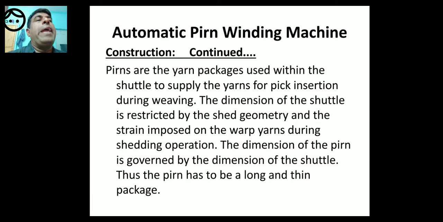Puns are the yarn packages used within the shuttle to supply the yarns for quick insertion during weaving. This you know. The dimension of the shuttle, that means the length, breadth and height of the shuttle, are restricted by the shed geometry and the strain imposed on the warp yarns during shedding operation.